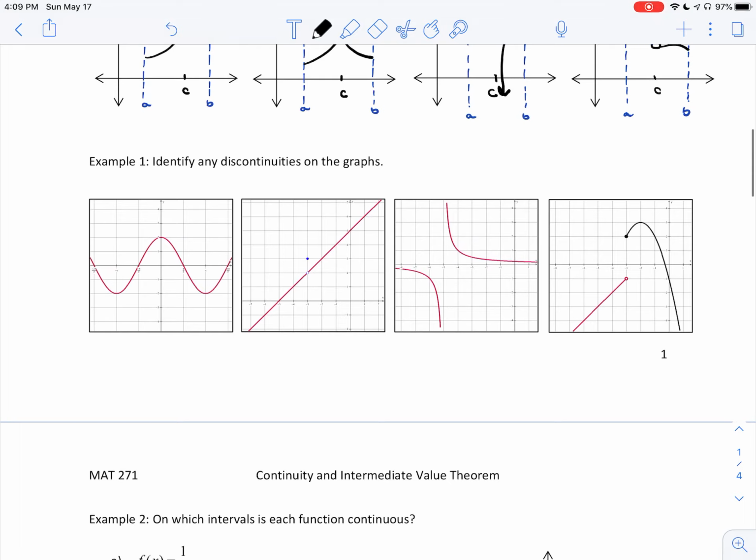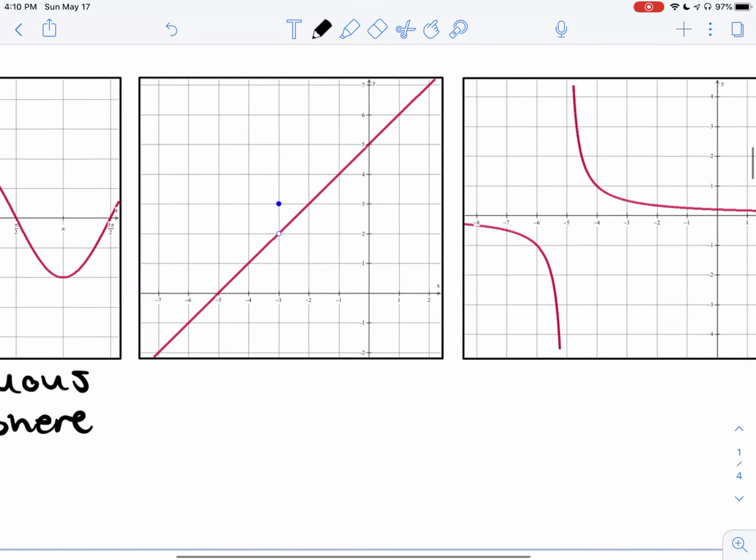Let's go ahead and look at these graphs right here, and think about what types of discontinuities they have, if any. Our first function is some sort of cosine function, and we can see that it's just going to keep oscillating back and forth. There's no holes, no asymptotes, no jumps. So this one is actually continuous everywhere. This one has no discontinuities in it.